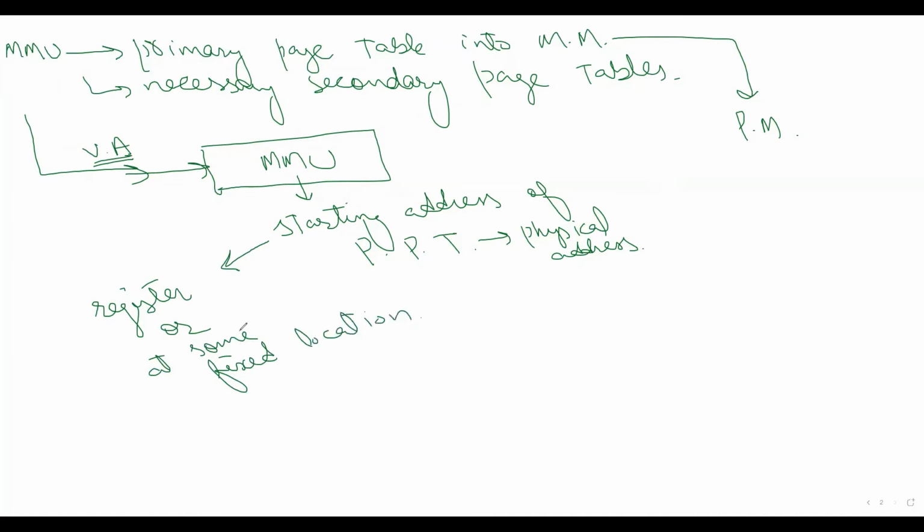So after getting this starting address of the primary page table, this MMU uses the virtual address to access this primary page table. Then from the primary page table, it accesses the secondary page table to get the final physical address, and the output will be the physical address.